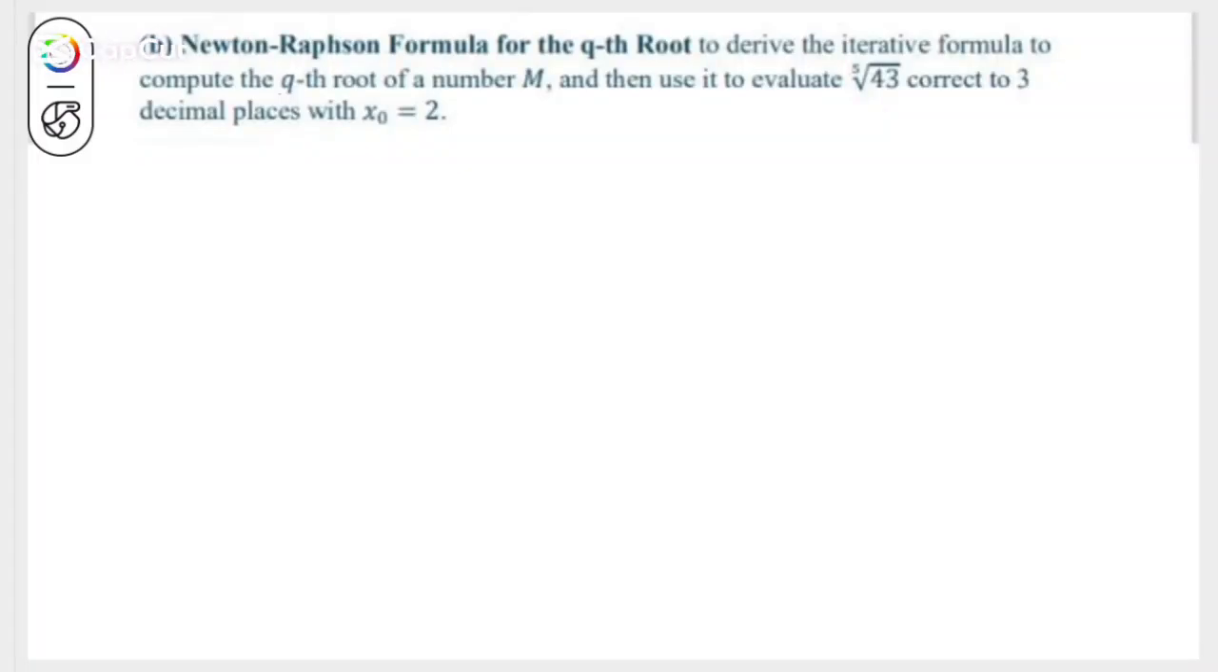Use the Newton-Raphson formula for the qth root to derive the iteration formula to compute the qth root of a number m, and then use it to evaluate the fifth root of 43 correct to 3 decimal places, with x naught equal to 2.